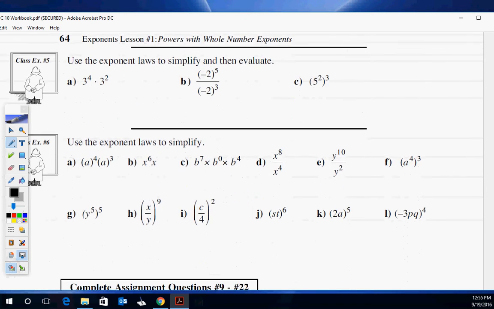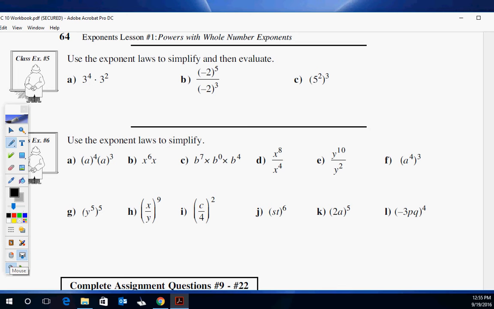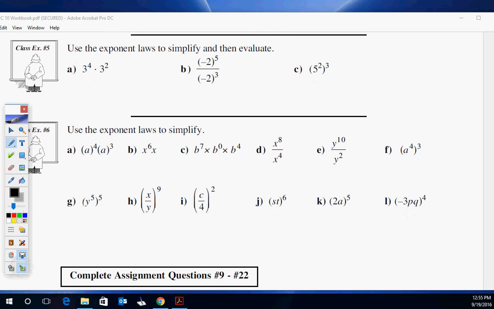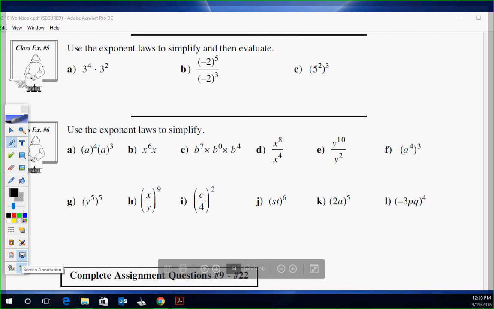All right, so let's use the exponent laws to simplify. So here we go. Which law is this one? Yeah, which is called the which law? Product law. So this one would be, as you said, add, so it would be 3 to the 6th.